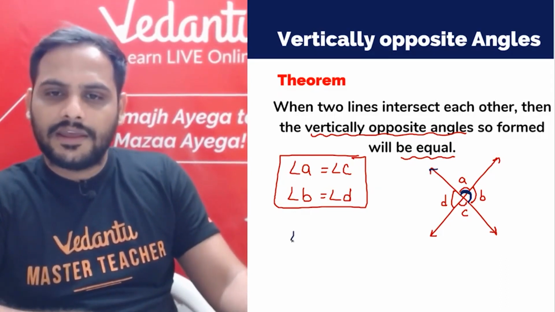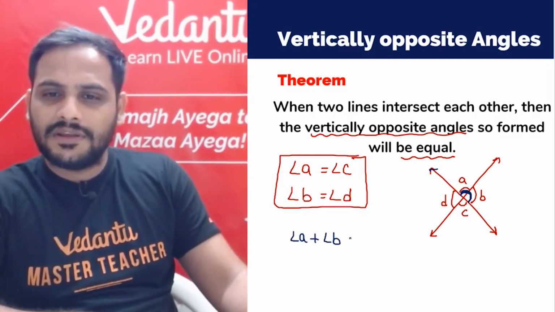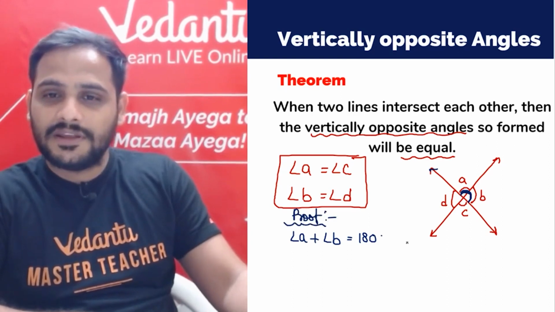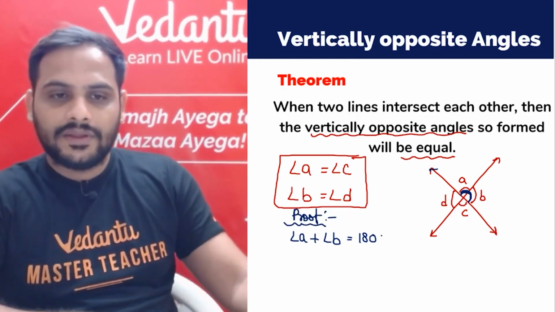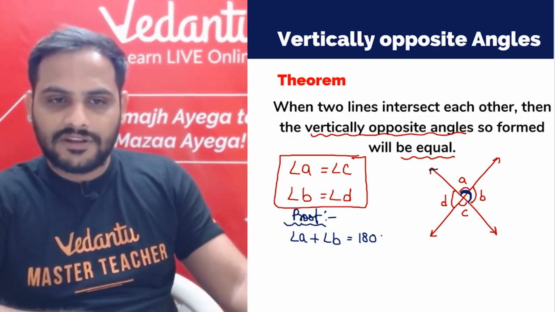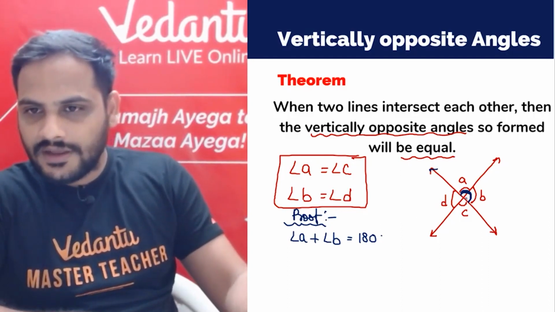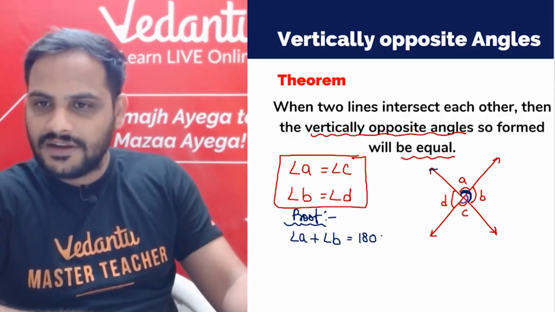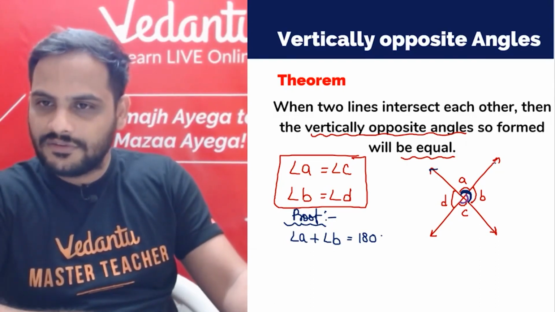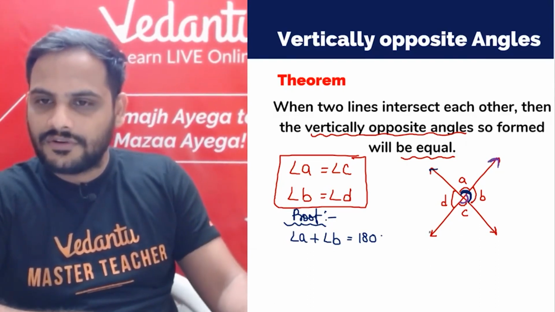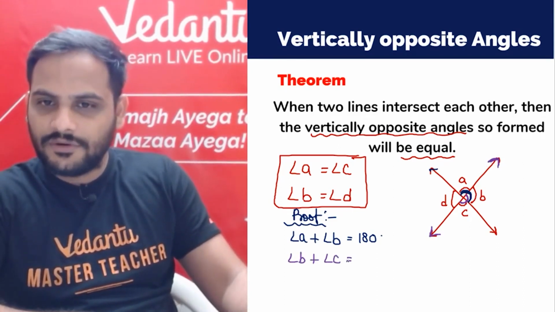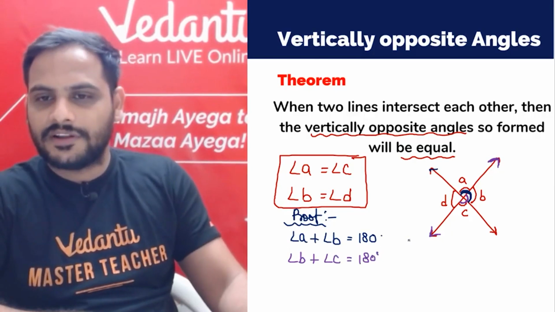So angle A plus angle B will be equal to 180 degrees. This is I am doing the proof. Angle A plus angle B is equal to 180 degrees. Similarly, I can also say one more thing, guys: angle B and angle C also are on a straight line. B and C are also adjacent angles. They are on this straight line. Yes or no? Alright. So I can say angle B plus angle C also is equal to 180 degrees.